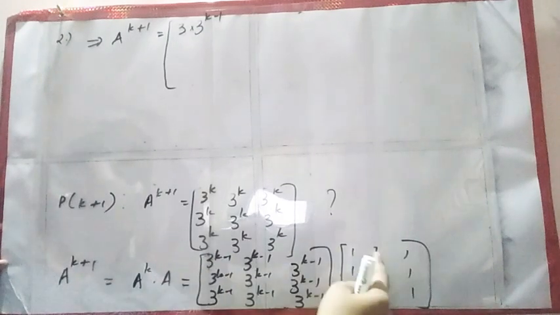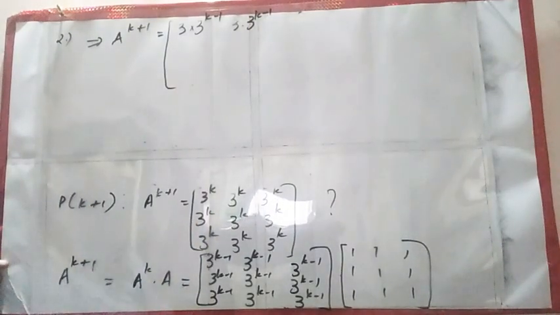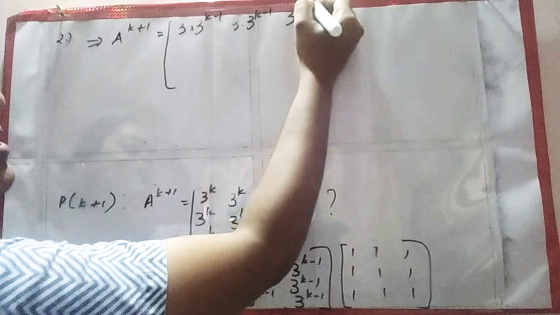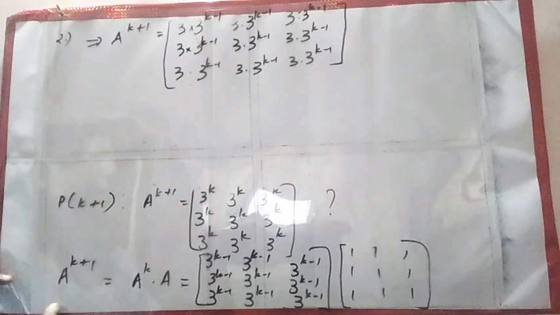Similarly, the second element becomes 3 raised to k minus 1 into 1 plus 3 raised to k minus 1 into 1 plus 3 raised to k minus 1 into 1. Again we get 3 into 3 raised to k minus 1. Similarly, we can prove that every element is 3 into 3 raised to k minus 1. So the product of these two matrices is a 3 by 3 matrix with each element as 3 into 3 raised to k minus 1.